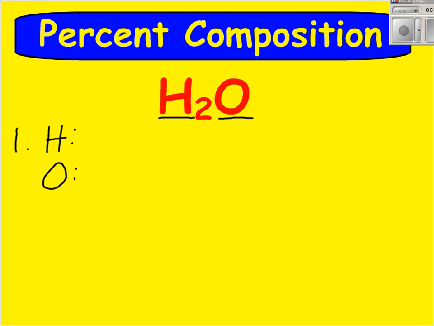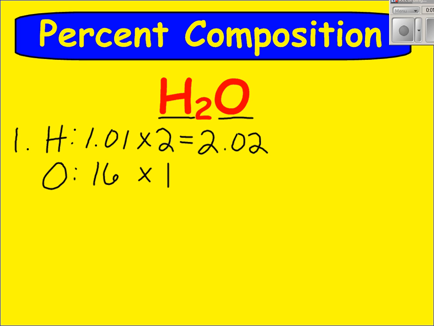For hydrogen, the atomic mass of one hydrogen is 1.01, and the atomic mass for one oxygen is 16. Now, since we have two hydrogens, I'm going to multiply that by 2 to give me a total mass of hydrogen of 2.02. Since there's only one oxygen, I'll multiply that by 1 to get 16 for the mass of oxygen. As I add those together, my total molar mass is 18.02 grams per mole. This is the molar mass of my entire compound, which is step 1.